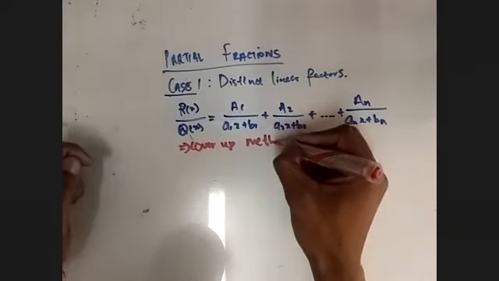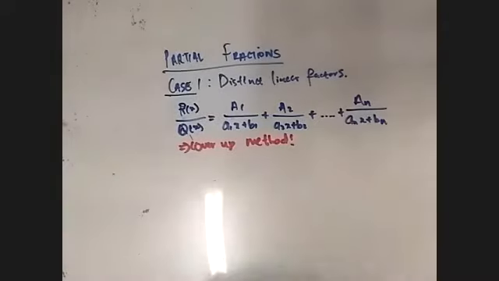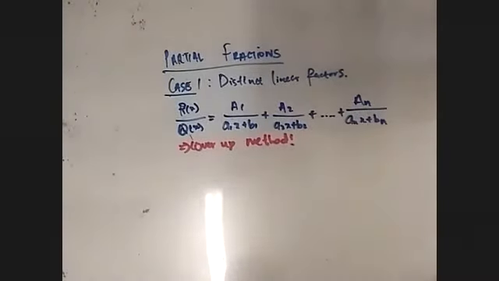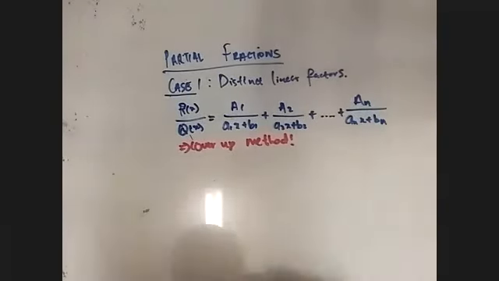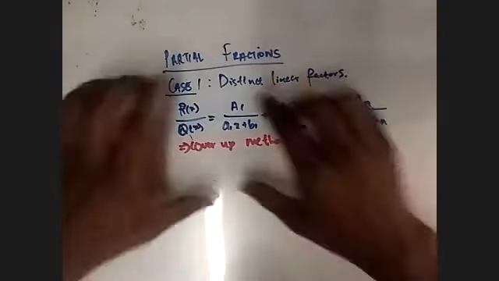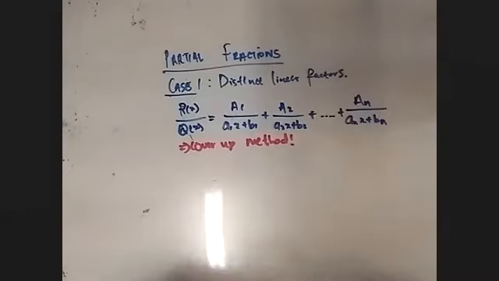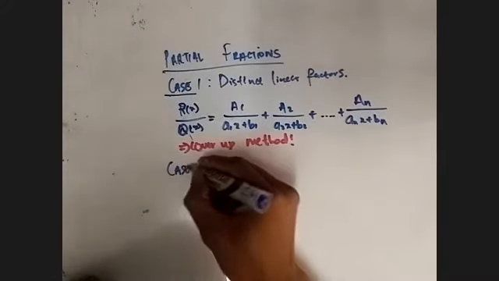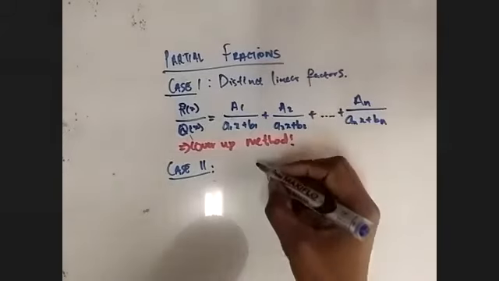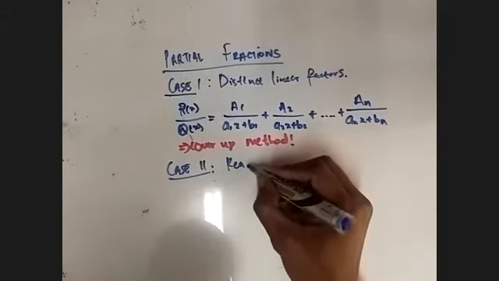As I said, there are many ways to kill the cat. So I'm going to give you a chance to choose which way you want to do, but I'm going to give you all the methods. It's important. So we're going to deal with case 1, where we have distinct linear factors. Then I want us to deal with case 2, where we are going to have repeated linear factors.